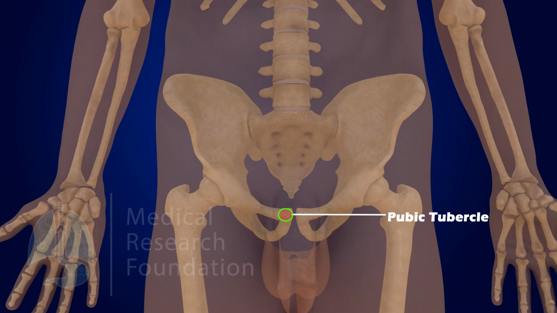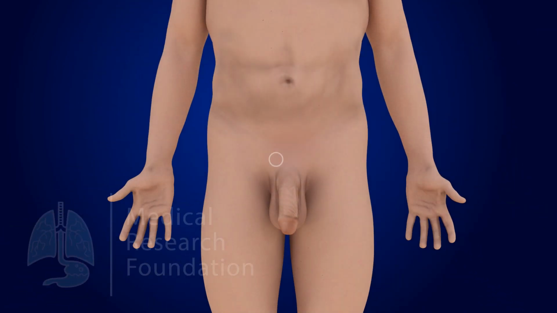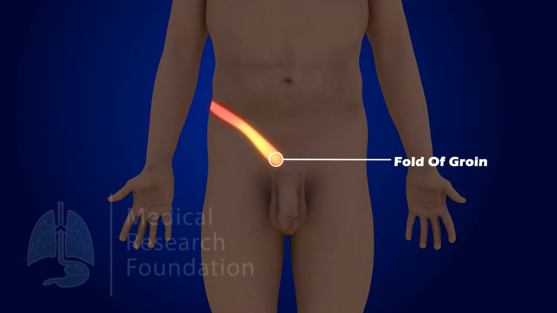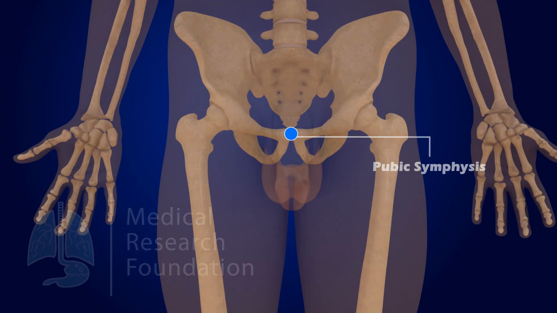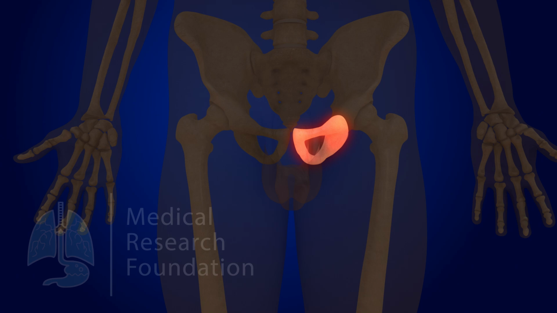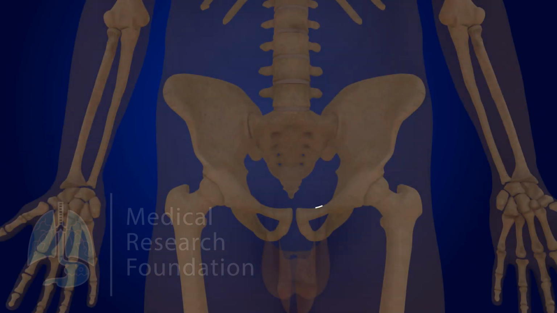Pubic tubercle is a small bony projection felt at the medial end of the fold of groin. Pubic symphysis is formed in the median plane between the right and left pubic bones. Pubic crest is a short bony ridge between the pubic tubercle and pubic symphysis.